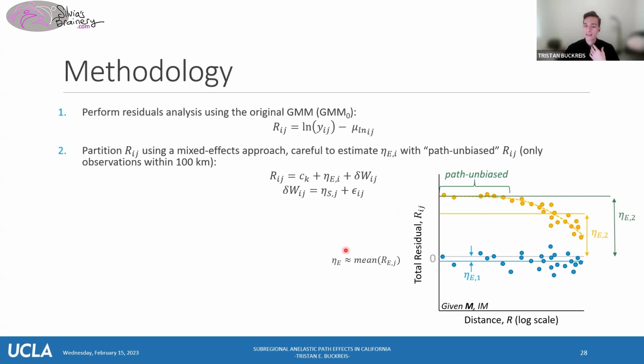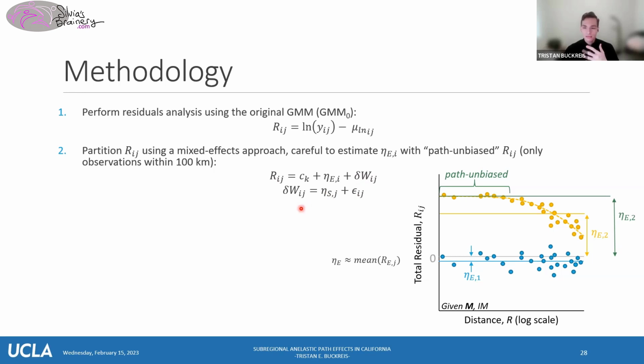The reason why that's important, just as a quick aside, is that the event bias, eta E, and the site bias, eta S, are the residuals that we use to develop the source model, that F_E from the ground motion model, and the site model, the F_S. So path can mess up the entire ground motion model if you're not careful when you're separating these effects. Okay.